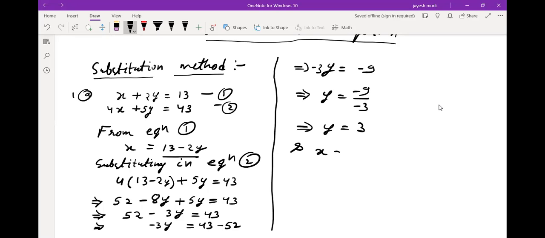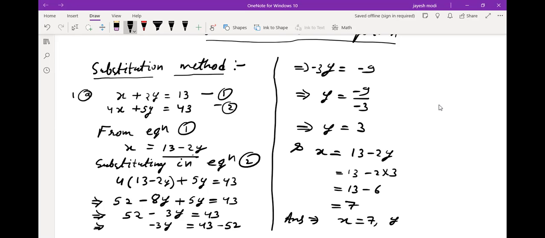And x equals, from this, 13 minus 2y, that is 13 minus 2 into 3, equals 13 minus 6, equals 7. And always write the answer at the end. x equals 7, y equals 3. Is that clear to you? Understood everyone? The method of substitution for simultaneous linear equations. So copy it.